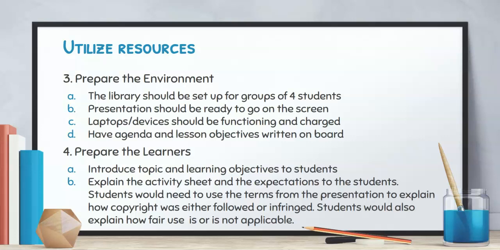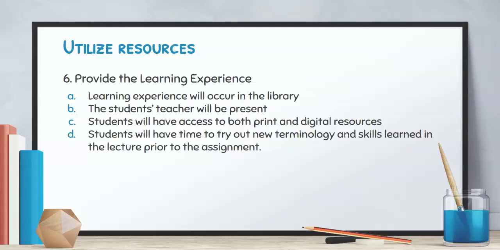Number 4, prepare the learners. That would be introducing the topic and learning objectives to students. I'd want to explain the activity sheet and the expectations to the students. They would need to know that they have to use the terms from the presentation to explain how copyright was either followed or infringed, and also know the factors of fair use and see whether it is or is not applicable in the scenario they've been given. They need to know this to demonstrate their knowledge.